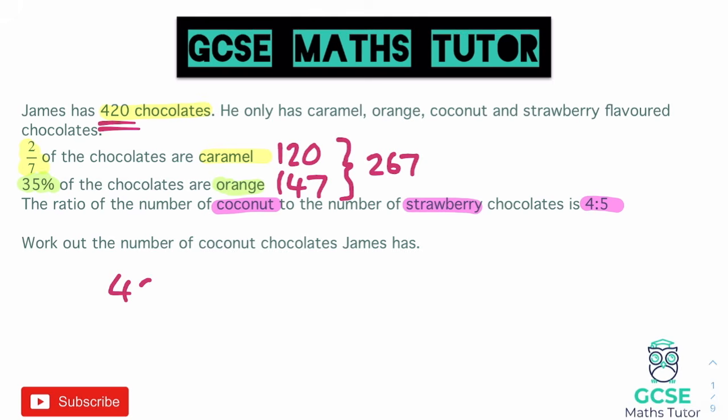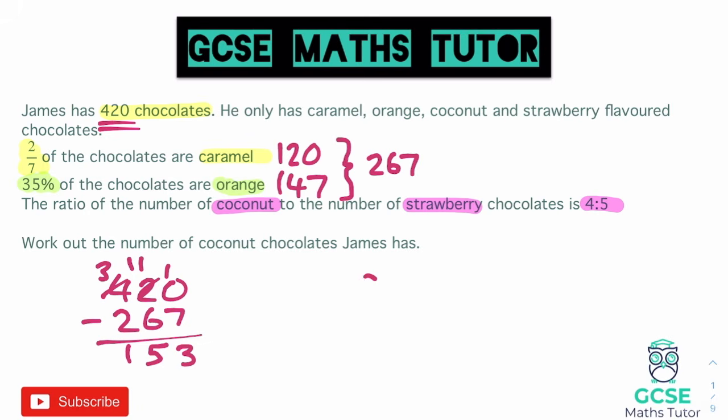So 420, and we'll take away 267, and again, without a calculator, we're going to have to do a bit of work here. 7 from 10 is 3. We're going to have to carry again. 6 from 11 is 5, and 2 from 3 is 1. So that leaves us with 153 chocolates that are going to be coconut or strawberry.